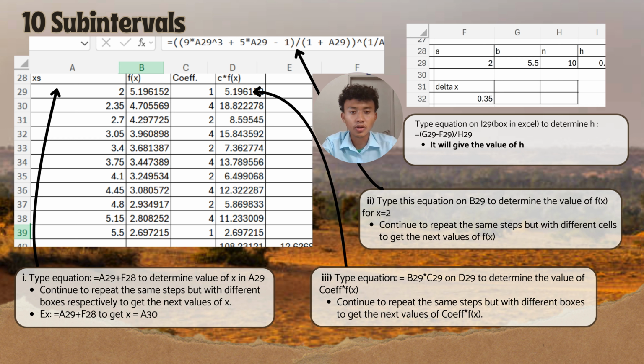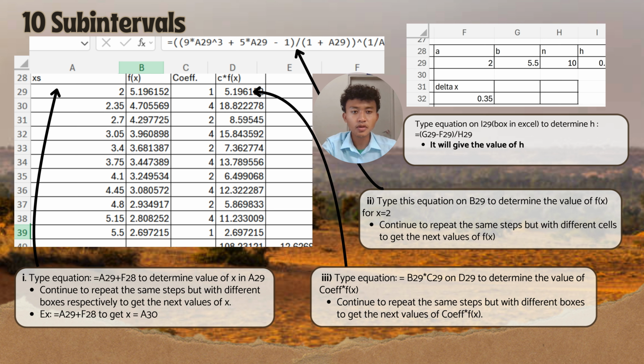And moving on, you're going to type the equation on B29 to determine the value of fx for x equals 2, and then you're going to continue to repeat the same steps but with different cells to get the next values of fx. And the third step is to type the equation equals B29 times C29 in the D29 box to determine the value of coefficient times fx, and then rinse and repeat until you get all the values.